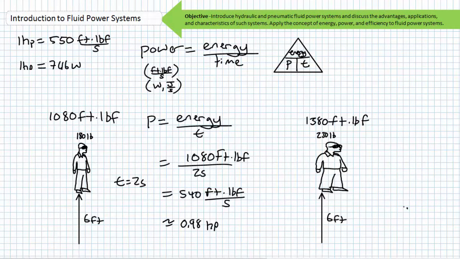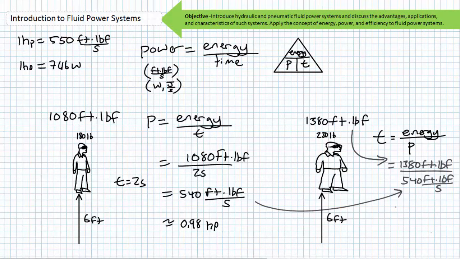If power is energy over time, a simple algebraic rearrangement suggests that time is energy over power. Substituting in our given values, we find this system would take approximately 2.6 seconds to accomplish this same task. It makes sense. A larger force expressed over the same distance took slightly longer to do so when our output was limited to a fixed value.